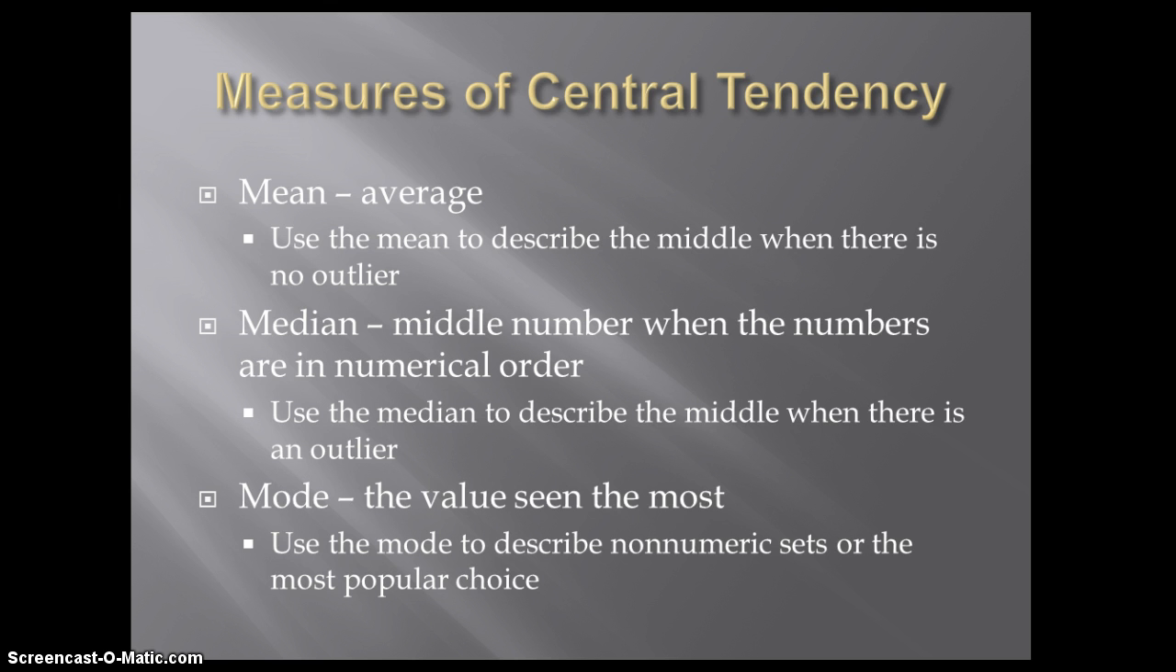Now mean is the average, most commonly used, where we add up all the numbers and divide by the total amount of data points. We use the mean to describe the middle when there is no outlier. The median also describes the middle, but it's the middle number when the numbers are in numerical order, either least to greatest or greatest to least. We use the median to describe the middle when there is an outlier. And mode is the value that's seen the most. We use mode to describe non-numeric sets or most popular choices, like our favorite movie or favorite book.